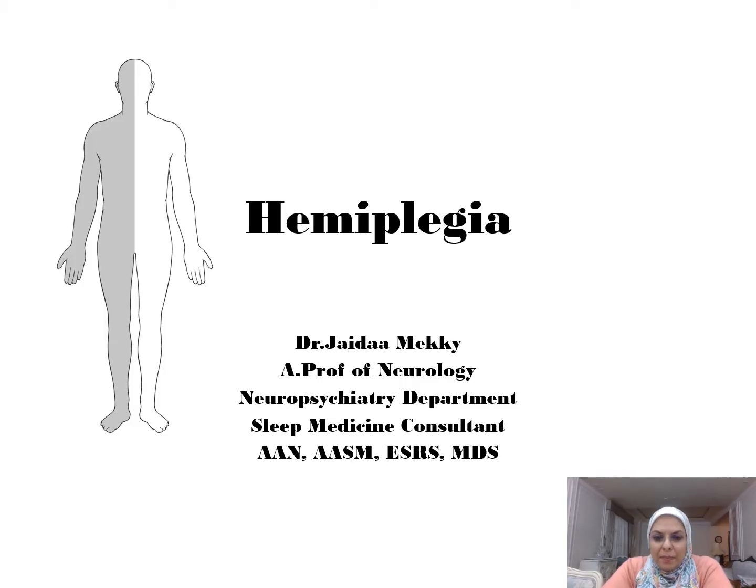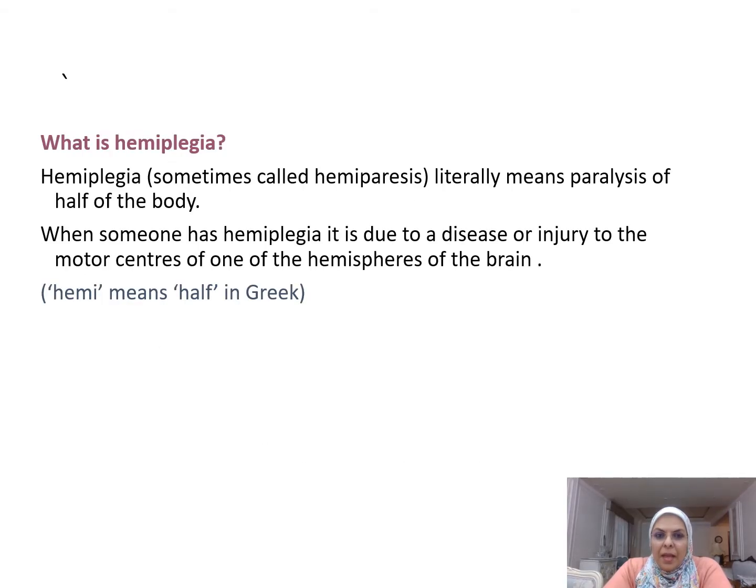Today I'm going to explain one of the very important neurological manifestations, which is called hemiplegia. The word hemiplegia means half. So when we say hemiplegia, we mean that the patient is complaining of weakness at one side of the body. So the upper limb and the lower limb ipsilaterally, or on the same side, are affected. Hemiplegia means complete paralysis, while hemiparesis means just weakness.